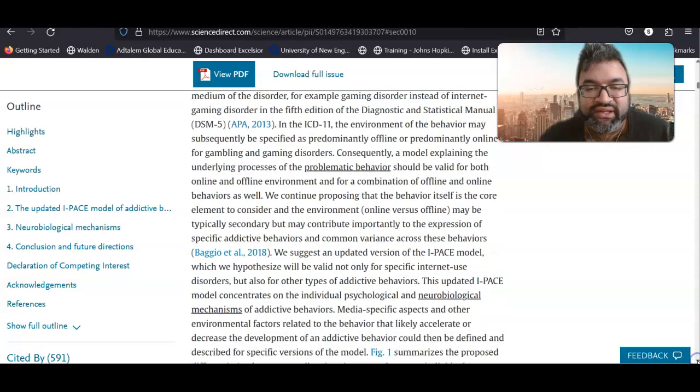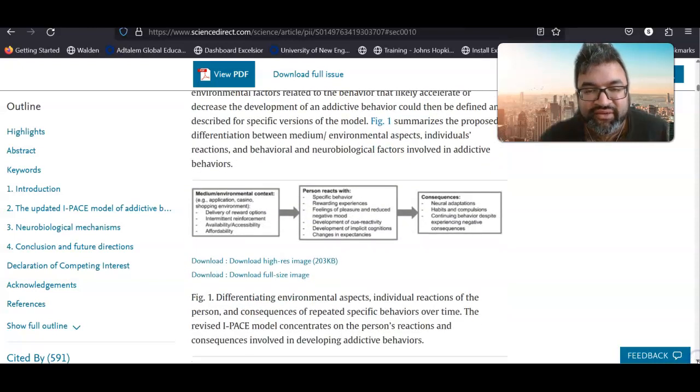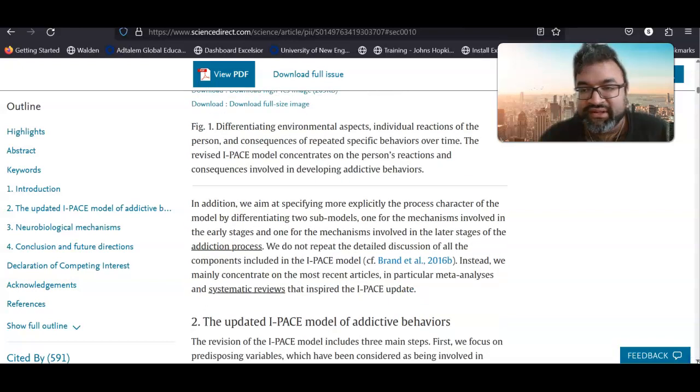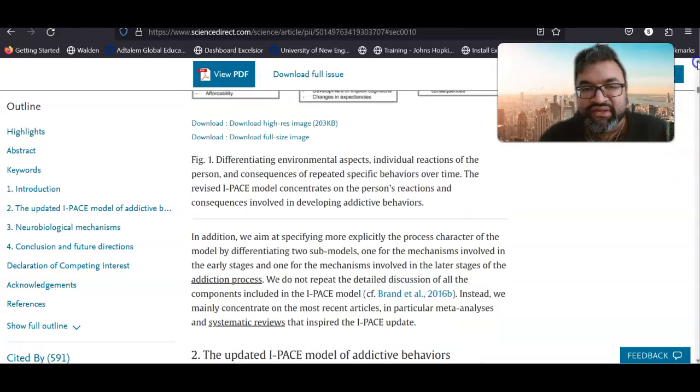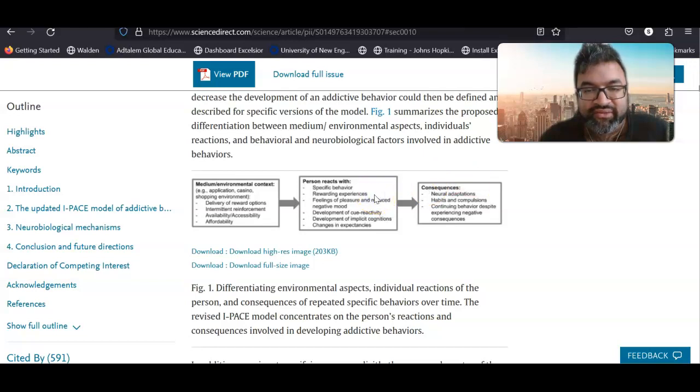So as we move through this, let's take a look at how the IPACE model is applied. So figure 1 looks at the medium environmental context such as delivery of reward options, intermittent reinforcement, availability, accessibility, and affordability. So this is the environment. Casino has become available within your phones, your tablets, everywhere. So this has made gambling so much more accessible.